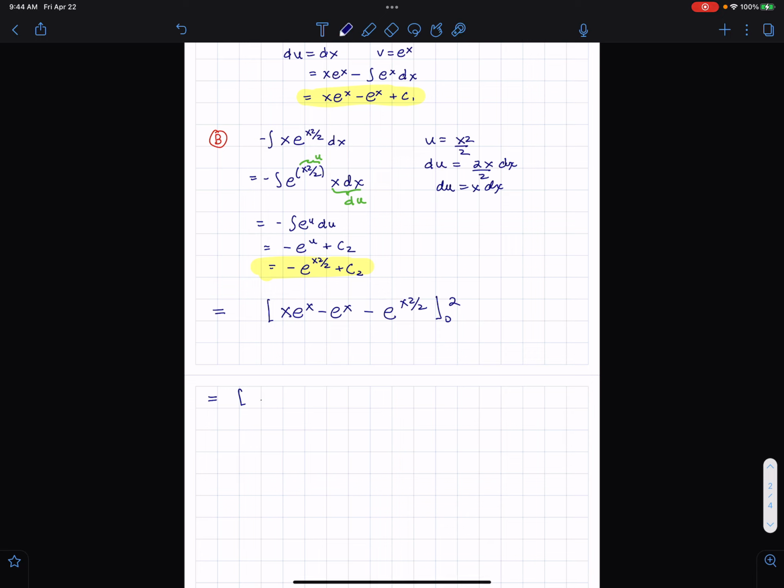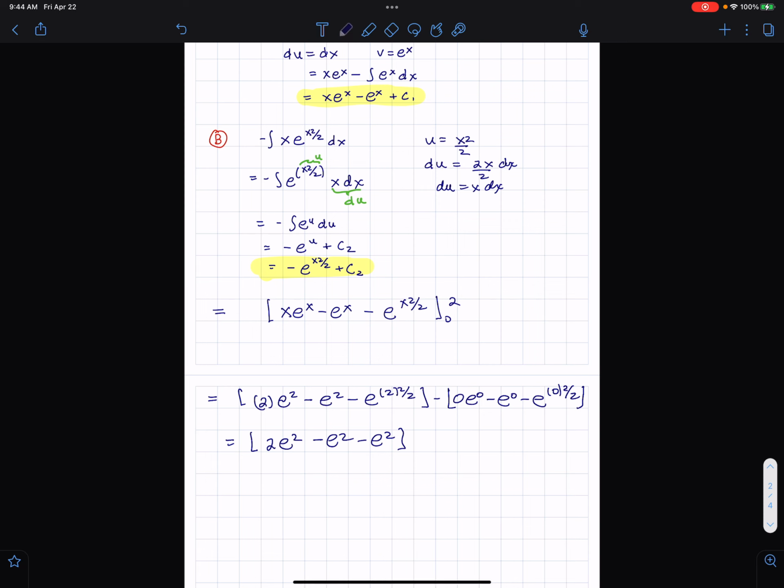So let's do that. I'll put 2 in for x: 2e squared minus e squared minus 2 squared over 2. Then I'll put in 0: 0 times e to the 0 minus e to the 0 minus 0 squared over 2. All right. So this makes 2e squared, obviously, I'm just copying and pasting, minus e squared. And then 2 squared is 4 divided by 2 makes e squared.